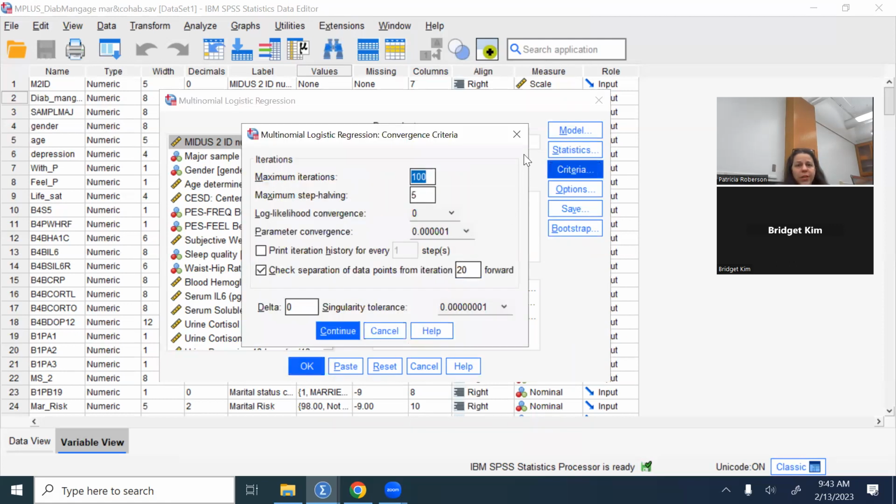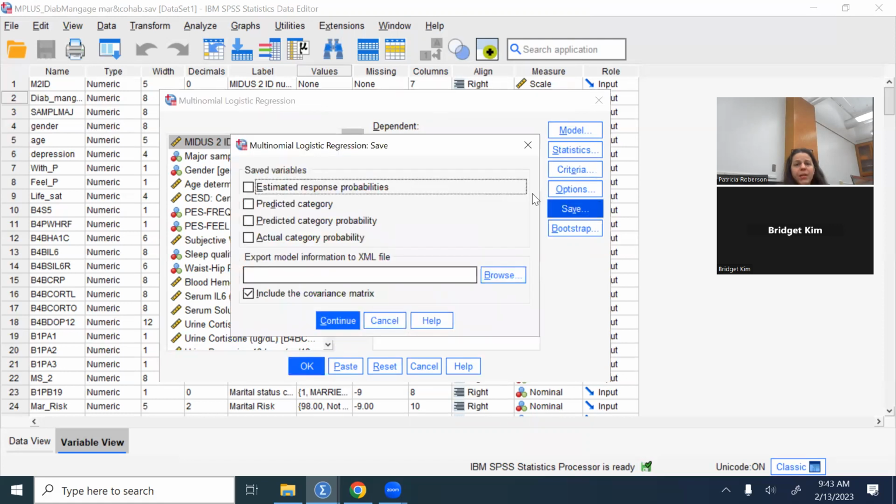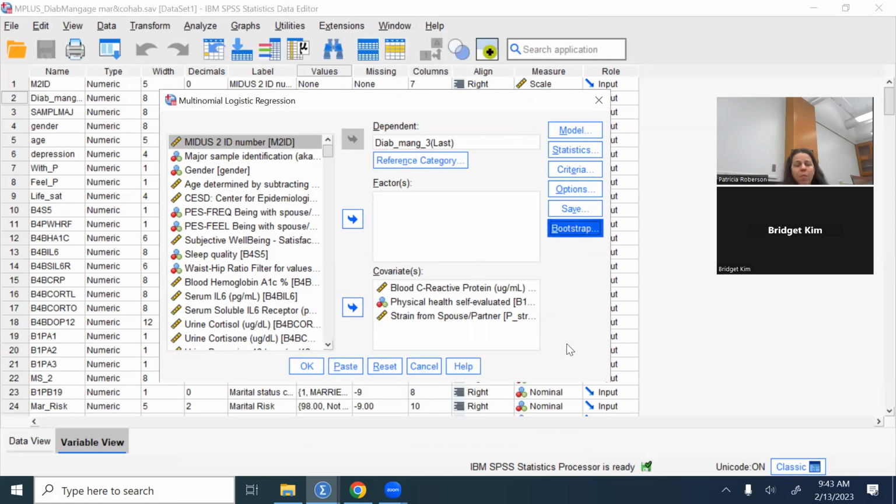And then you don't really need anything else. We're not going to save anything. We're not really going to get into bootstrapping. So the covariates, I put in C-reactive protein, which is a measure of inflammation, physical health self-reported, and strain from a spouse or partner.